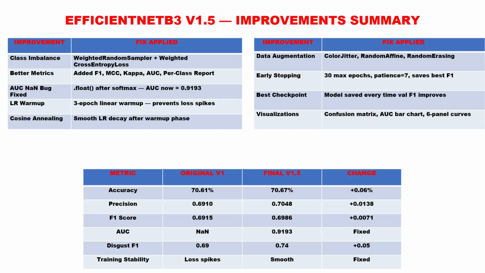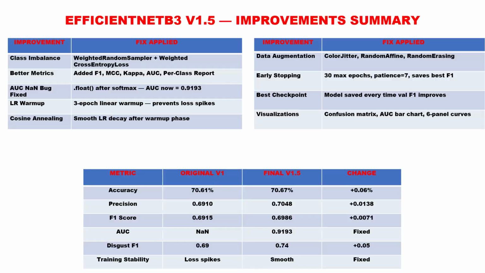For early stopping, we ran 30 max epochs and saved the model at every point where the best F1 score improved, and for visualizations we have used confusion matrices and bar charts. Initially our model's accuracy was 70.61%. After making all these improvements, we got 70.67% accuracy, and precision improved by 0.0138. Similarly the different scores have improved, as you can see in our slides.